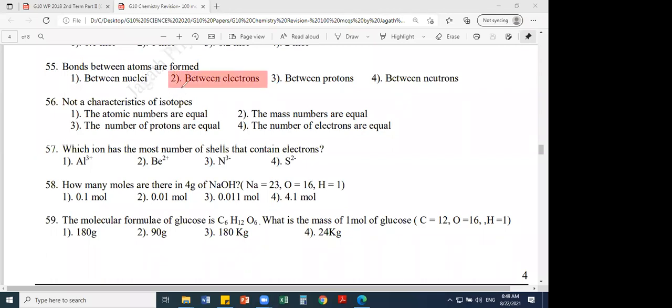Bonds are formed between atoms, because out of the 3 subatomic particles, proton, electrons, and neutrons, the most important subatomic particle will be the electron. That's why you write the electronic configuration. That's why you write the valency based on the valence electrons. Even in electricity, what is the charged particle flowing in wires? Electrons. Negative charge, electrons are flowing. So electrons are very, very important.